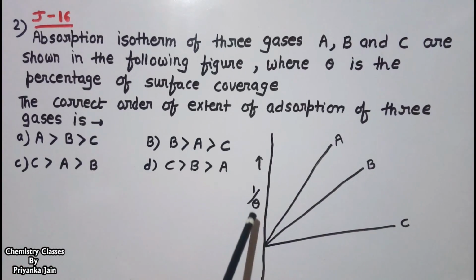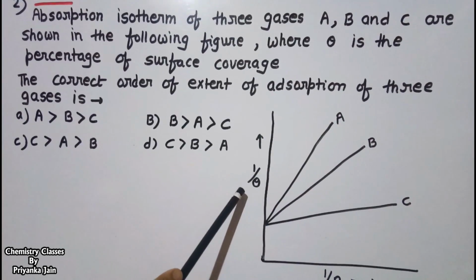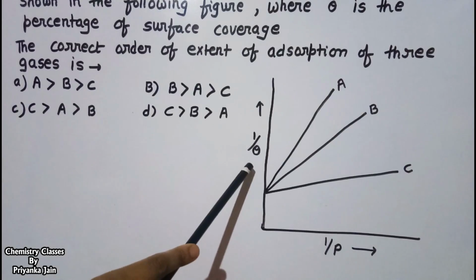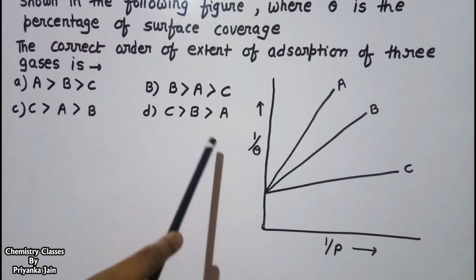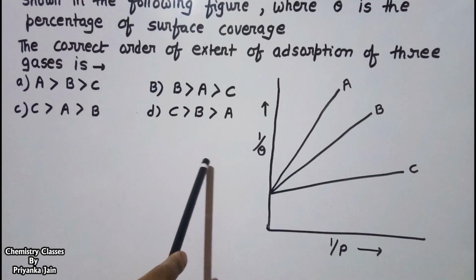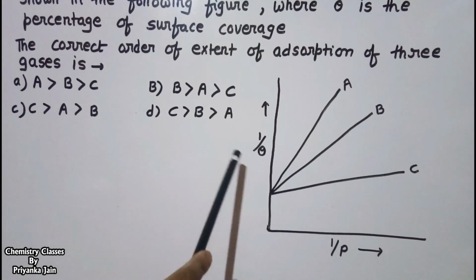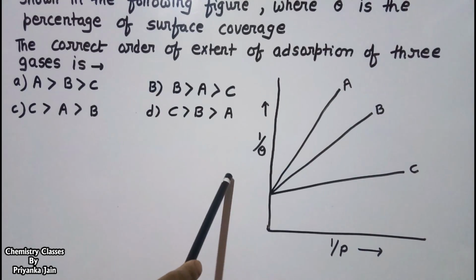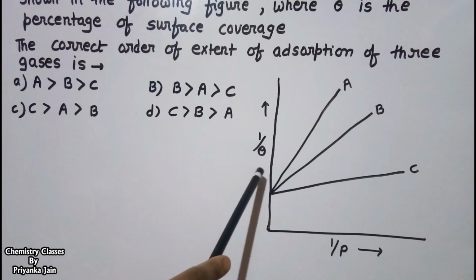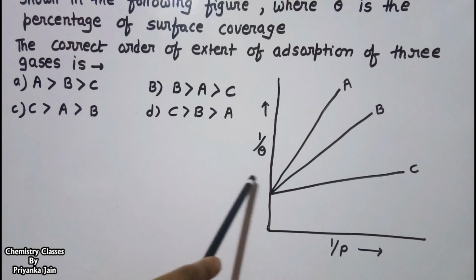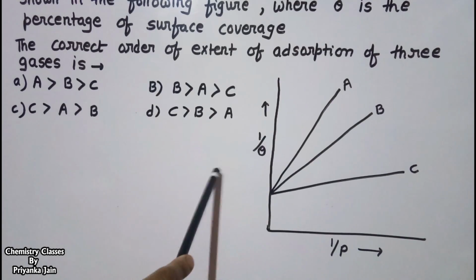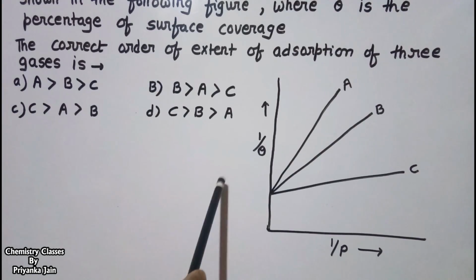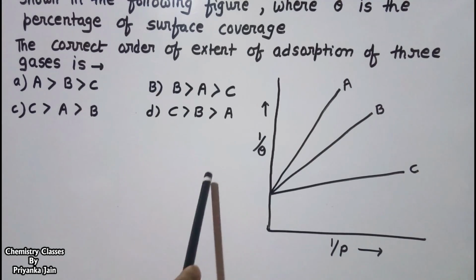We are given this type of graph, plotted between 1 by theta and 1 by p. We know that the adsorption isotherm, as we have seen in our videos, is basically between theta and p. Theta is the fraction of the surface covered by the adsorbate molecules, and p is the pressure. So as the fraction of the surface covered by the molecules increases, the extent of adsorption increases.